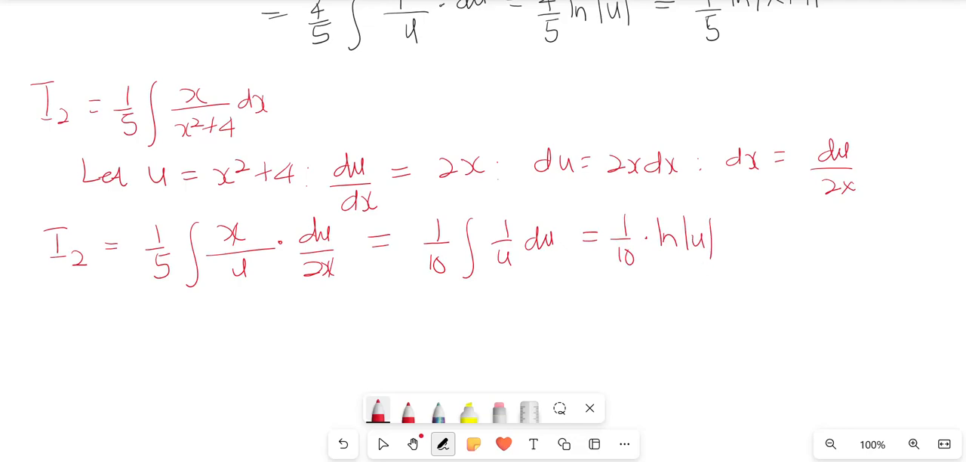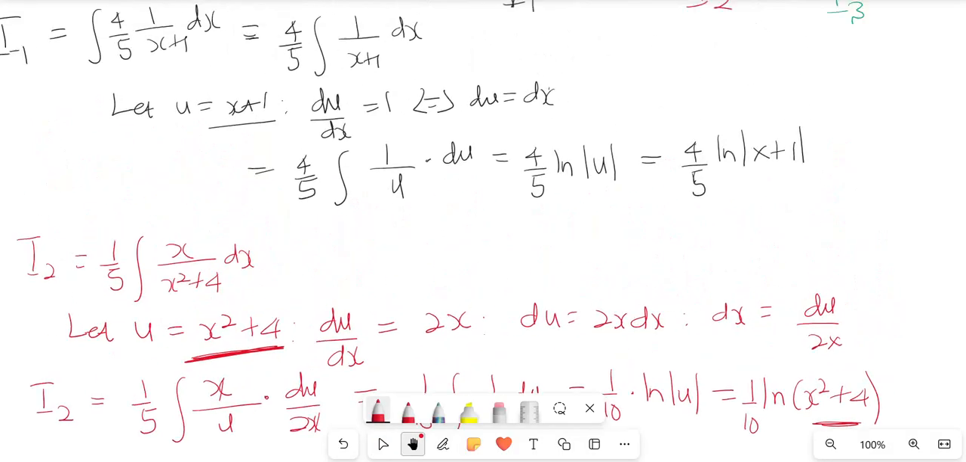But what is u? U is x squared plus 4. So we just plug that in here. So that should be equal to the natural logarithm of x squared plus 4. This is always a positive number, so there's no need putting it in absolute value terms. So that is the value of the second integral. Forgot to multiply by 1 over 10.